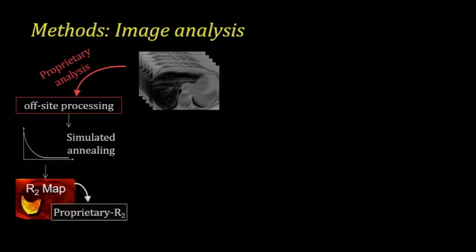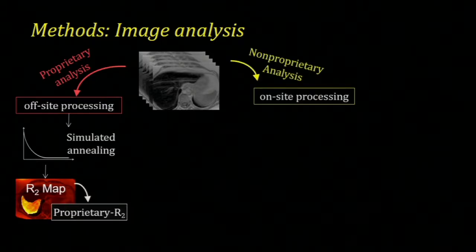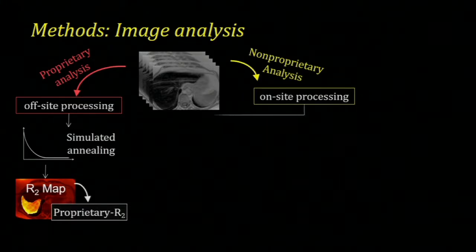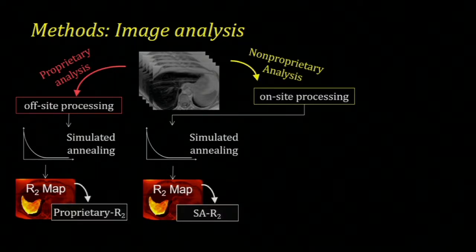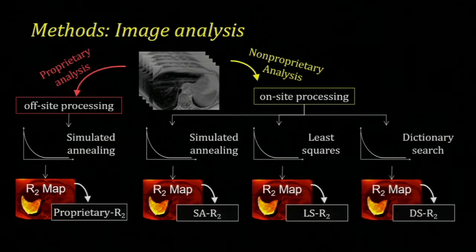We took that report, same slice, and tried to replicate the same ROI as much as we could, and we did our own non-proprietary analysis and image post-processing. Then we did a very similar simulated annealing curve fitting, as much as we could replicate it, and generated an SA R2 map. Then we also did a good old-fashioned least squares curve fitting to get another R2 map. And at the end, we also did a dictionary search curve fitting.